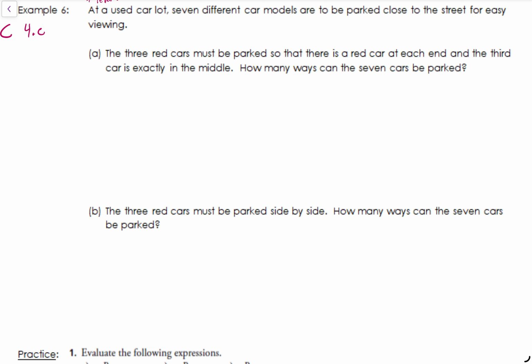7 different car models are parked close to the street for easy viewing. The 3 red cars must be parked so that there is a red car at each end and the third car parked exactly in the middle. How many ways can 7 cars be parked?